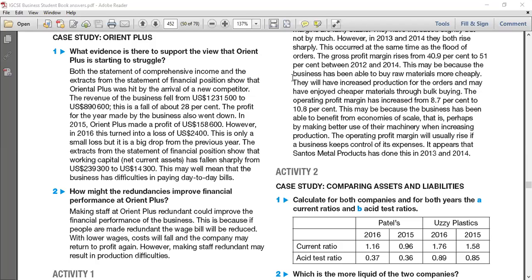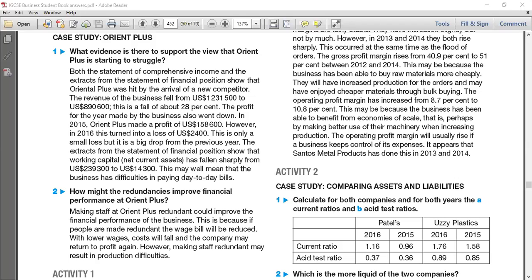The revenue has gone down by 28%, and also profit has gone down. The net profit in 2015 was 158,000, and then during 2016 there is a loss of 22,400. So this is only a small loss, but it's a big drop from the previous year. And also in the SOFP, the statement of financial position, you can see by looking at the net current assets figure, that is the current assets minus current liabilities, that's fallen sharply from 239,000 to 14,300. They have been facing some difficulties in paying day-to-day bills as a result of the liquidity problem.